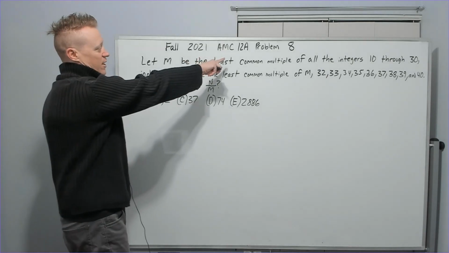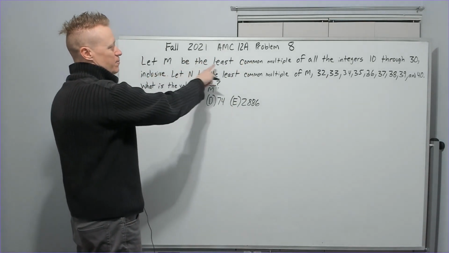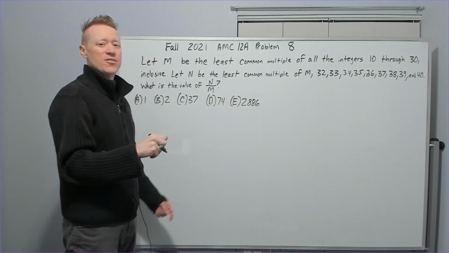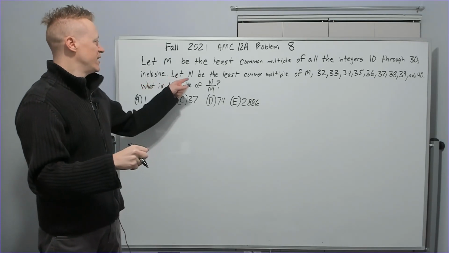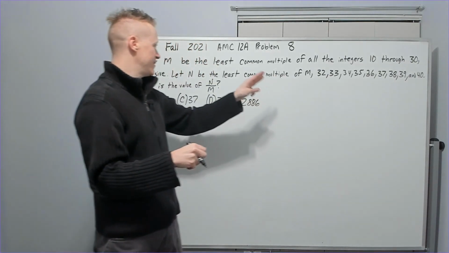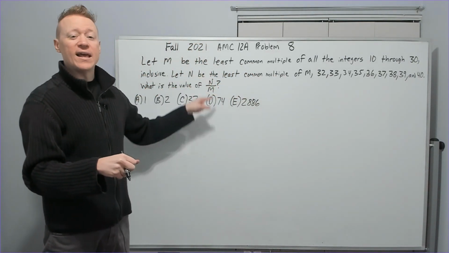This is the fall 2021 AMC 12A problem 8. Let M be the least common multiple of all the integers 10 through 30 inclusive. Let N be the least common multiple of M, all of that as well, and all of that. What is the value of N over M?